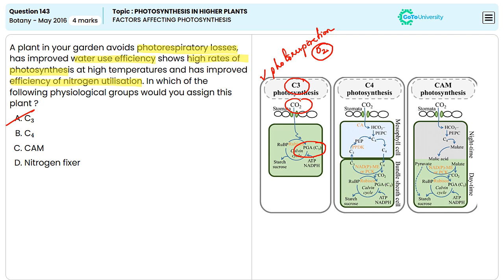So that means option A is an incorrect answer because the plant is avoiding photorespiratory losses and they are having a higher rate of photosynthesis. So option A is incorrect.